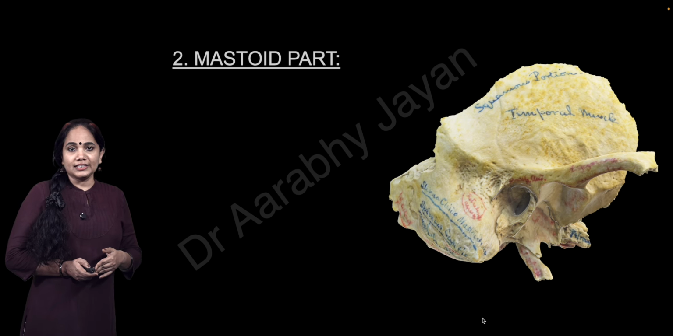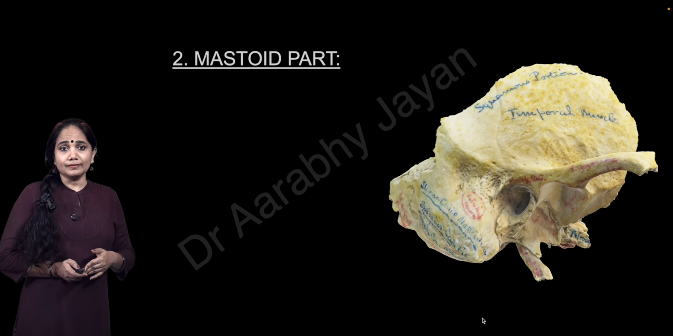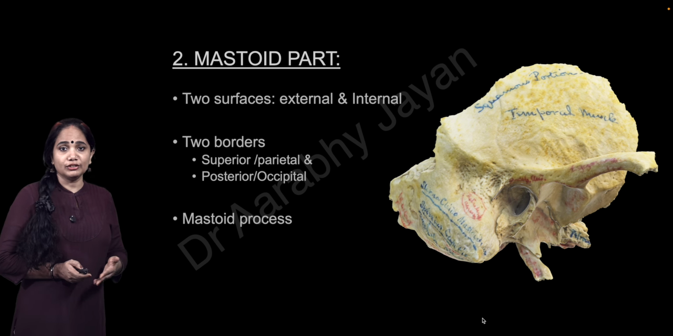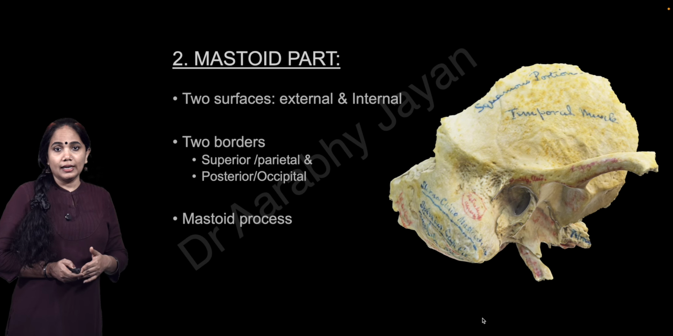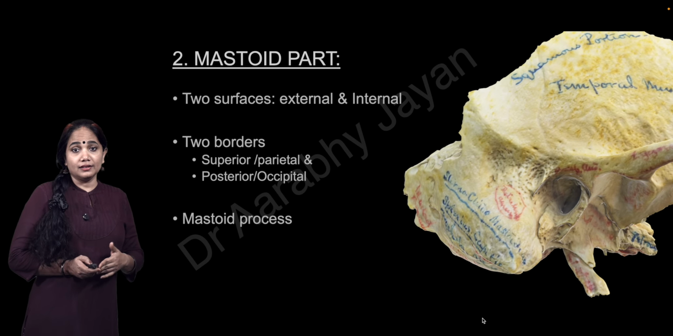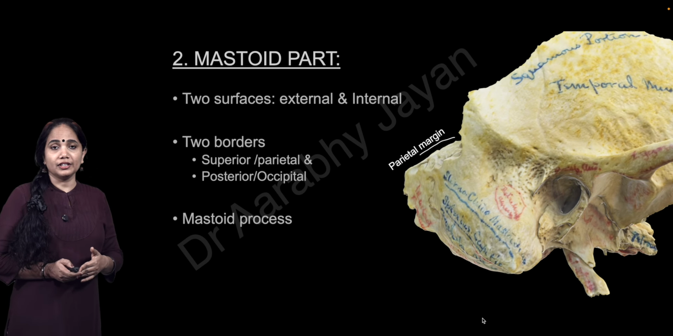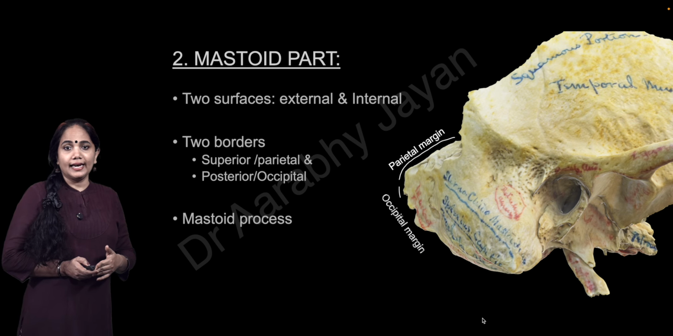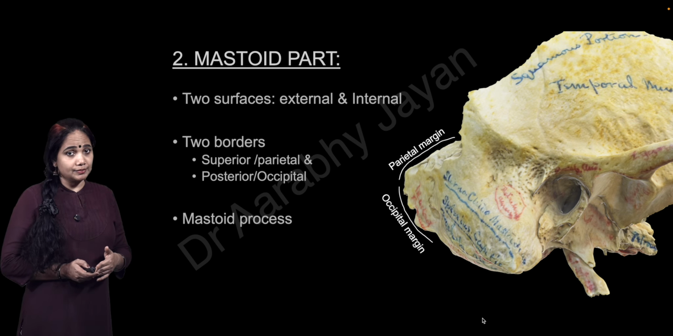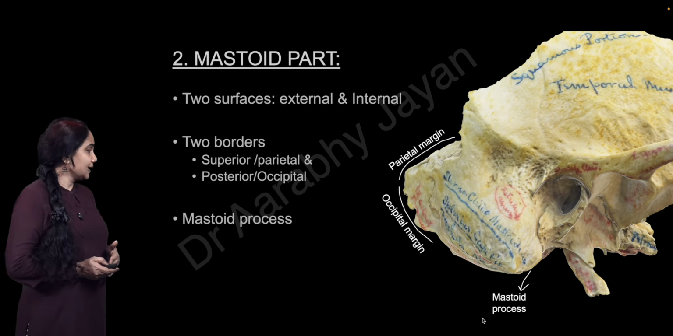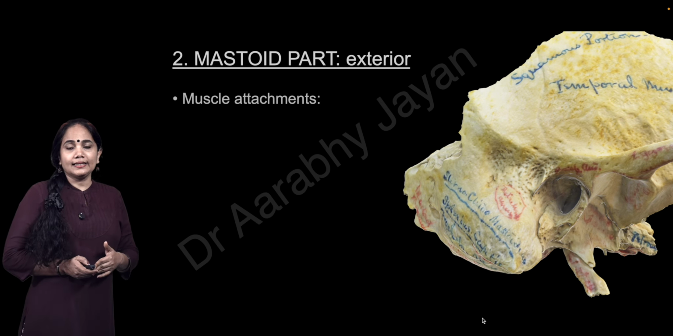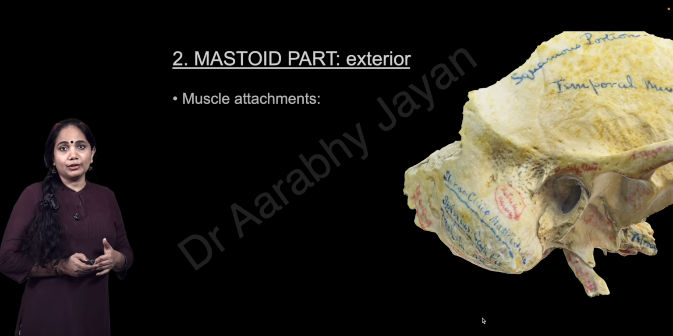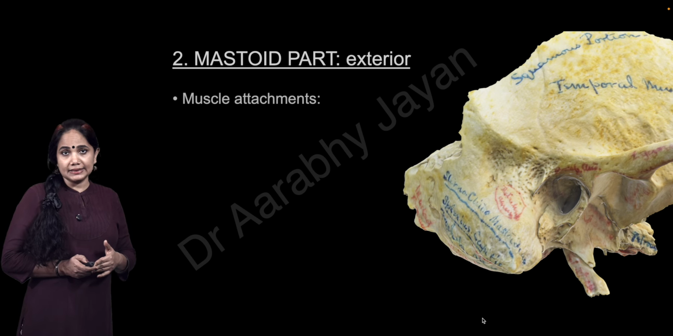Let's move on to the next part, which is the mastoid part, which is located here. The mastoid part has two surfaces, an external and internal, and two borders, a parietal and occipital. The superior border is called the parietal margin and the posterior border is called the occipital margin. And of course, it has the mastoid process.